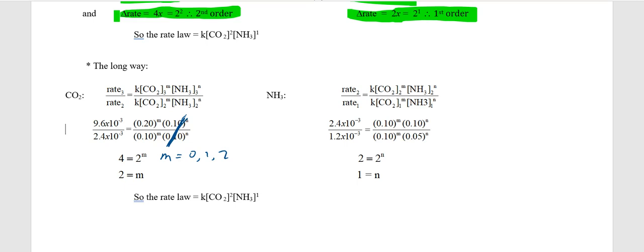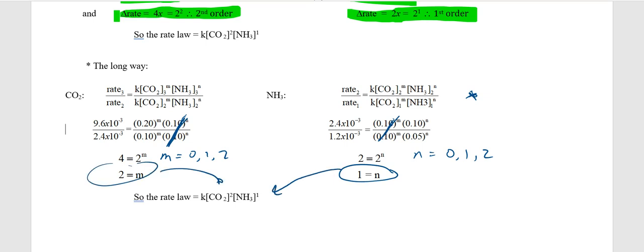Over here for ammonia, carbon dioxide was constant, so it's canceling out. And we solve the left-hand side, get 2. 0.1 divided by 0.5 is 2, so it's 2 to the n. 2 equals 2 to the n. Again, n is going to be 0, 1, or 2. So which number is it? It's got to be 1. So there we have our orders, and we just write the rate law.